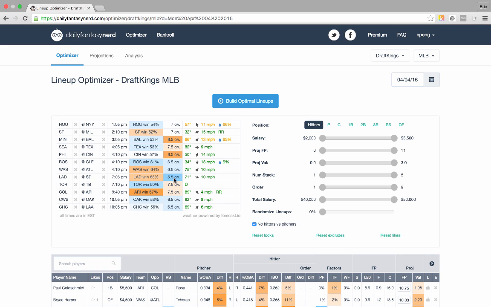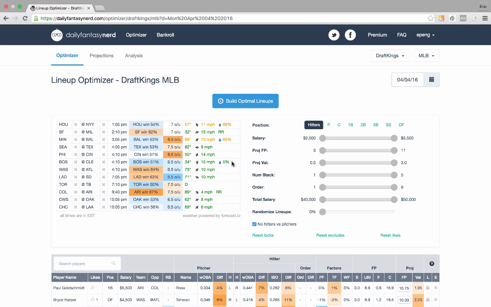Now, there's always exceptions to the rule, especially in GPP. For the most part, I'm talking about cash games and not necessarily going against the grain. One other thing to consider is that while you want to favor high-scoring games for hitters, you want to favor low-scoring games for pitchers. So it's useful on both sides of the equation.